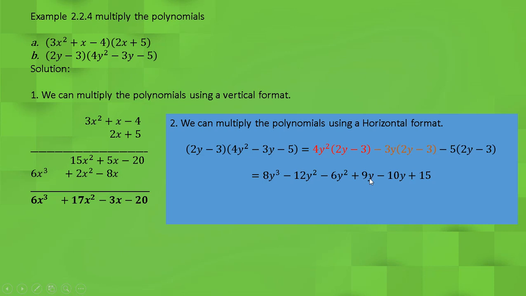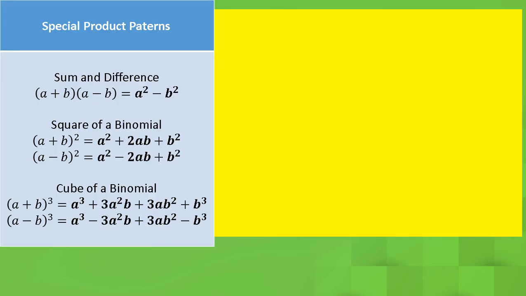So positive 9y minus negative 5 times 2y, so that's negative 10y. And then negative 5 times negative 3, that's positive 15. And then combine the like terms since we don't have another y cube here. So copy the y cube. And negative 12y squared minus 6y squared. So add them. So negative 12y plus negative 6y. So we have negative 18y squared plus 9y minus 10y. That's negative 1y or negative y. And then copy 15. We have also special product patterns.